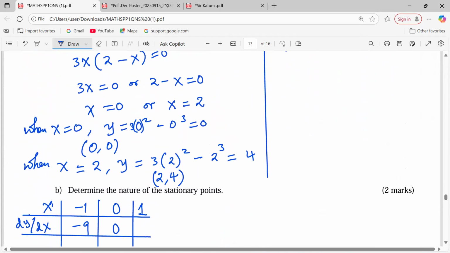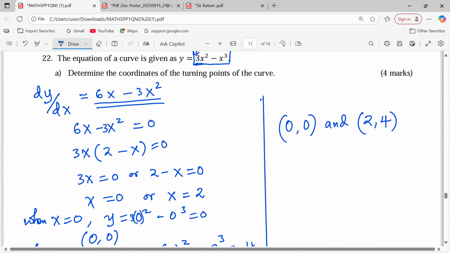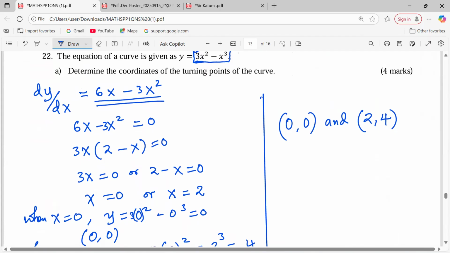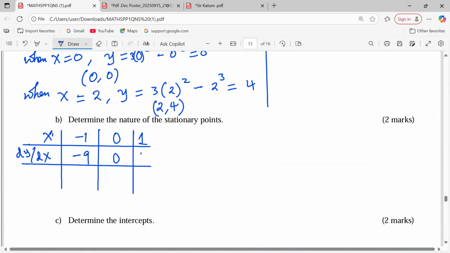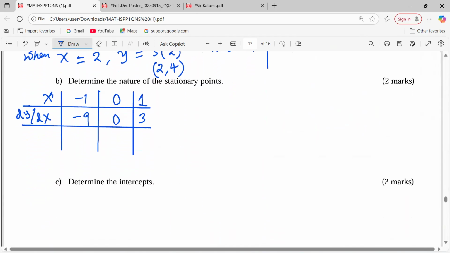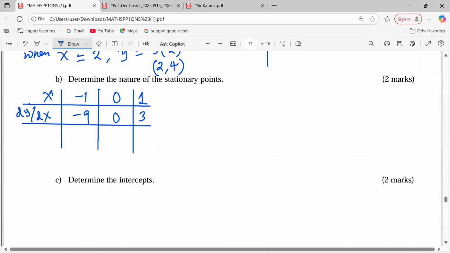Then at 1, a point beyond the turning point: 6 into 1 minus 3 into 1 squared. This gives us exactly 3. The value here is 3. So according to this, we have a gradient of 0. Just before 0 it is negative, and after 0 it is positive. So the gradient is moving from negative, through 0, which is flat, then becoming positive.